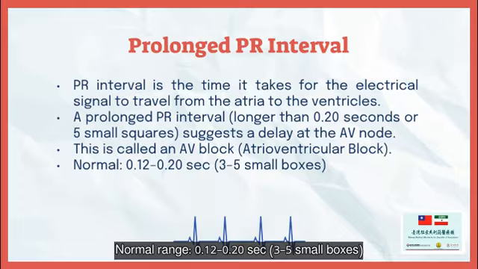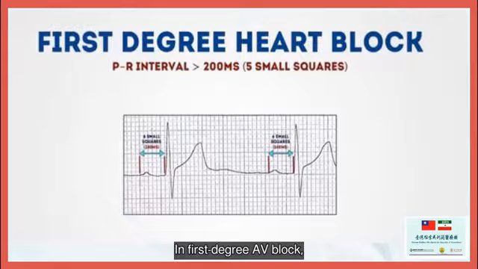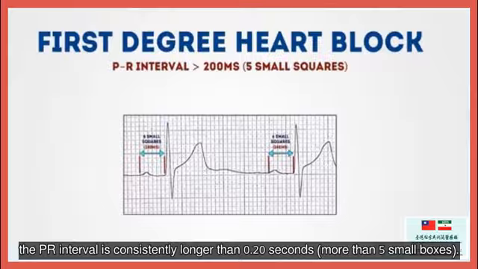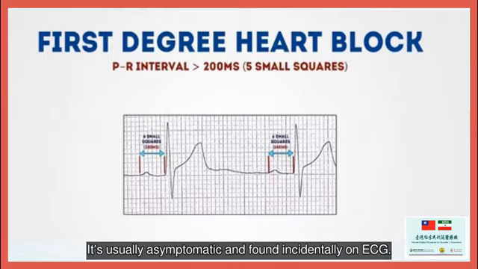Normal range, 0.12 to 0.20 seconds, 3 to 5 small boxes. In first-degree AV block, the PR interval is consistently longer than 0.20 seconds, more than 5 small boxes. The signal still gets through, just slower than normal. It's usually asymptomatic and found incidentally on ECG.